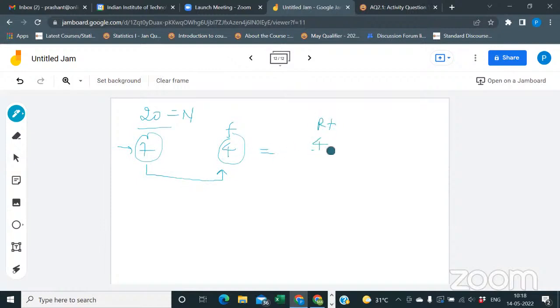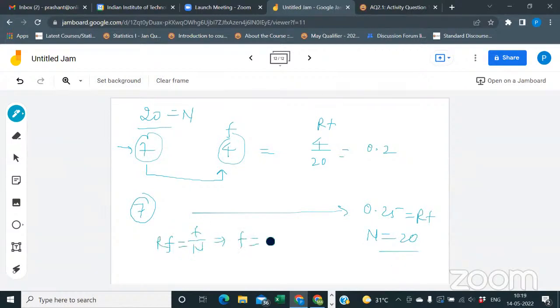Relative frequency for this will be 4 divided by 20. It will be 0.2. But in the question, it says relative frequency for this is 0.25. Right? Then you know the relative frequency and you have the number of observations, so you can calculate the frequency. Your frequency will be 0.25 into 20, which will be 5. That means x should be 7.